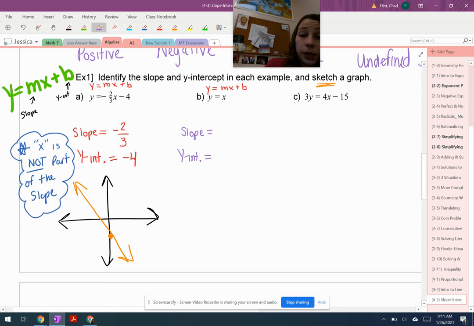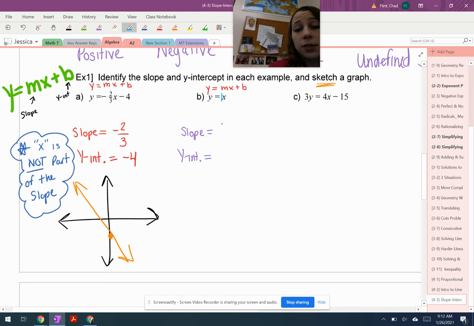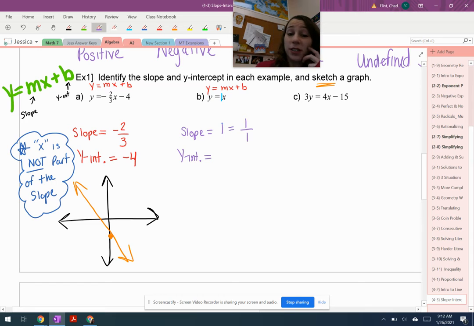Okay, so the slope is supposed to be the thing next to the x. Well, in that equation, I don't see anything written next to the x. What do we know is always next to that x, or that coefficient in front of the x, if we don't see one written? Well, we know that it's a 1. So my slope in this case is 1, or 1 over 1. Because remember, we want that slope written as a fraction.